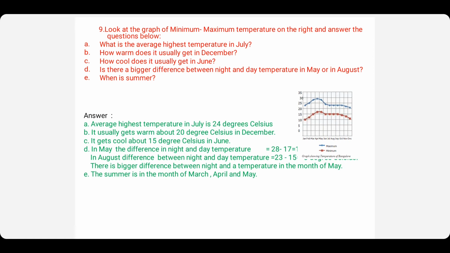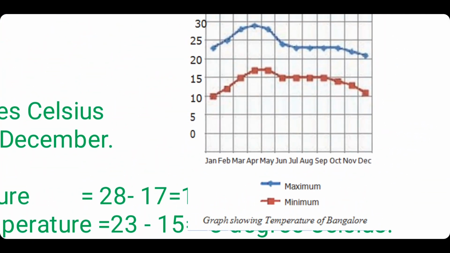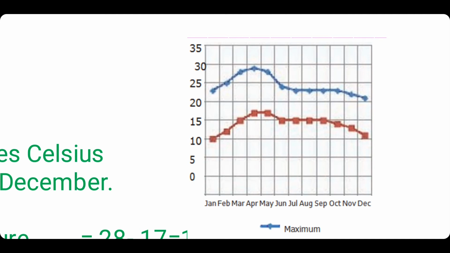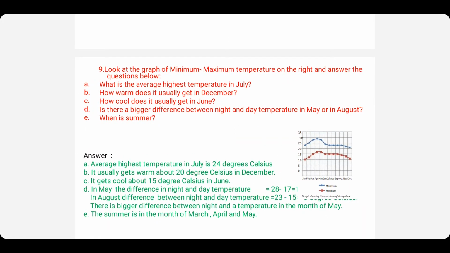The second question, how warm does it usually get in December? Let's go to the month of December and look at the maximum temperature. It is near 20. So we can say that in the month of December, it usually gets warm about 20 degrees Celsius.